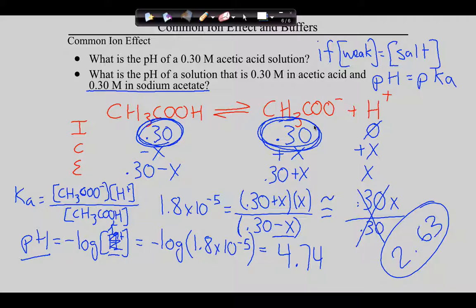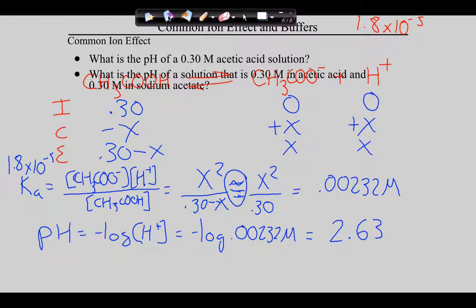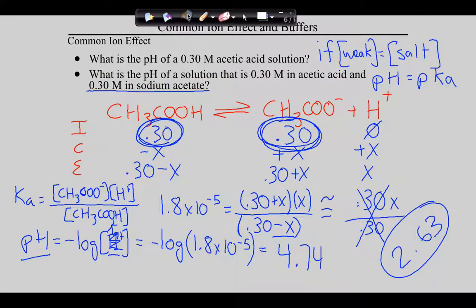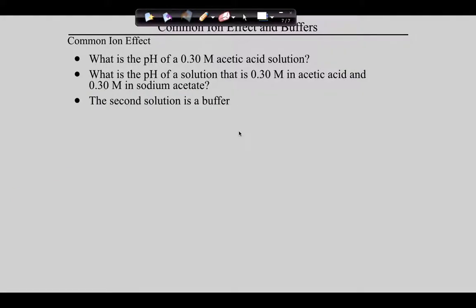You guys good? You ready to talk buffers? You guys are going to love this chemistry. Ready? So here we go. We are going to call this solution 1. This is acetic acid without the salt. We're going to call this solution 2. This is the acetic acid with the common ion salt. Good? Okay, so here you go. This second solution is a buffer. And we're going to talk about what this means right now.